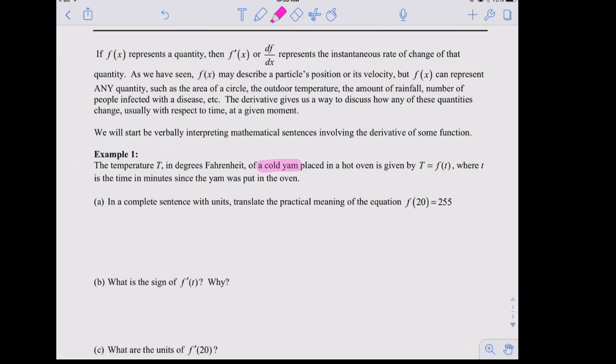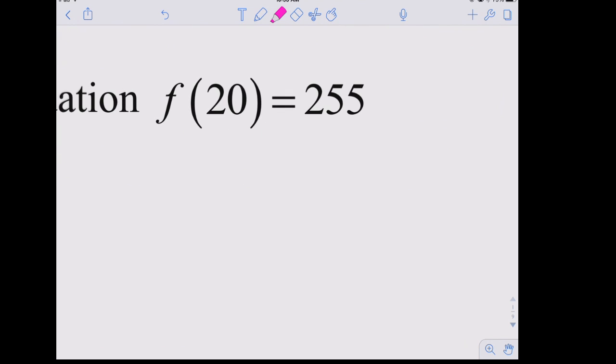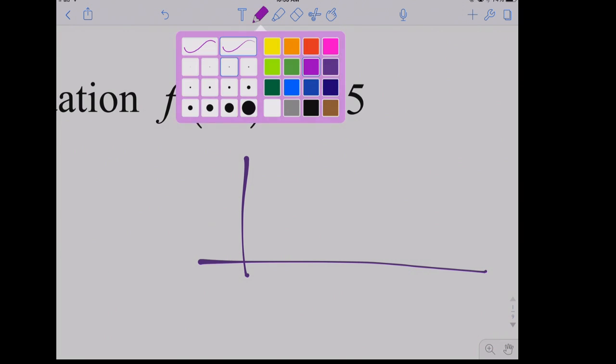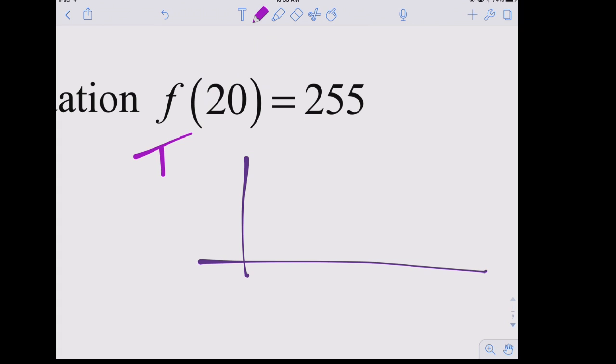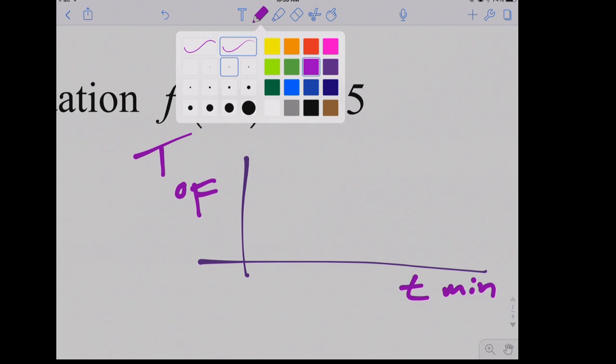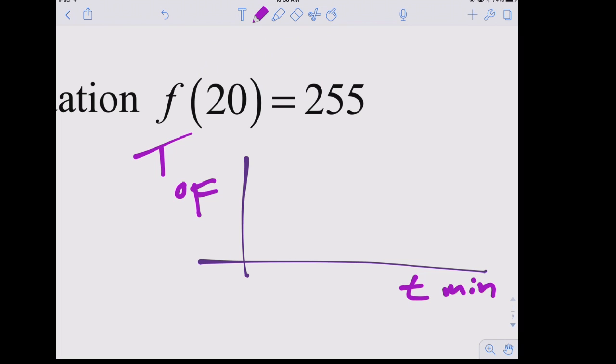Cold yam, hot oven. In a complete sentence with units, translate the practical meaning of the equation f of 20 equals 255. Well, here's what I would recommend doing. When you're talking about applications, it's probably nice to just maybe label an x and a y axis. And on the y-axis, we're measuring big T in degrees Fahrenheit. And on the x-axis, or t-axis in this case, we're going to be measuring time in minutes. So now you can just reference that, and you have your variables listed, and you have their units as well. So the independent variable is minutes, and the dependent variable is Fahrenheit.